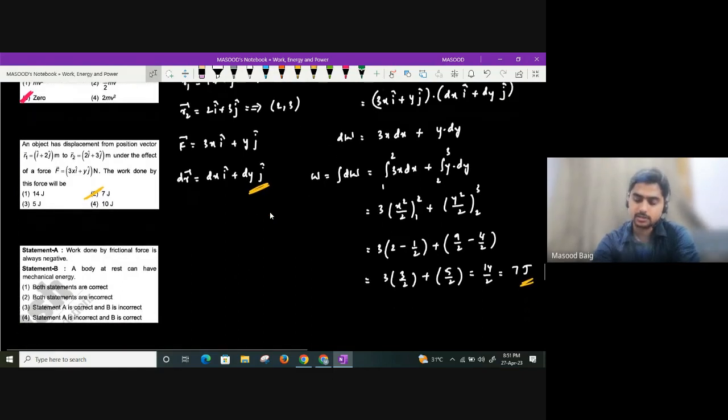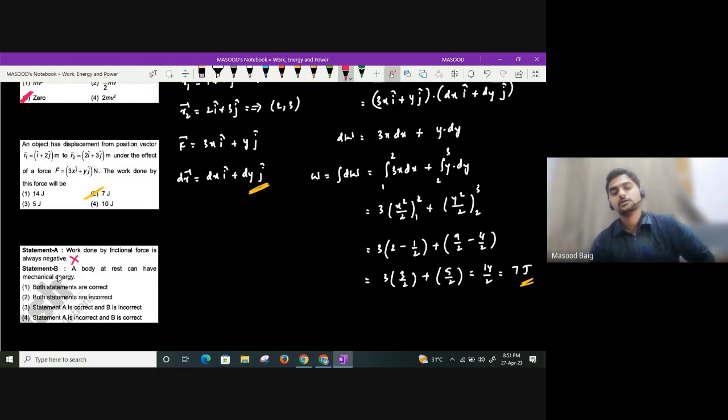Work done by frictional force is always negative, it seems. Will work done by frictional force be always negative? This also I have told you. It can either do positive work, negative work, or zero work. Where will friction do zero work? Work done by friction during pure rolling will be 0.